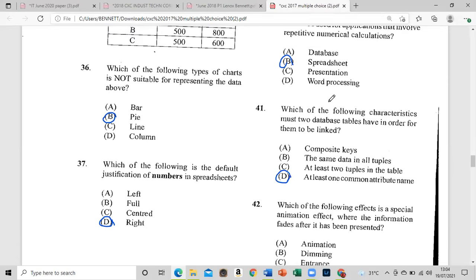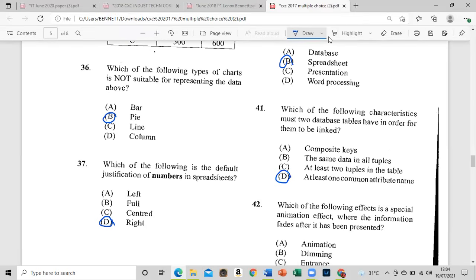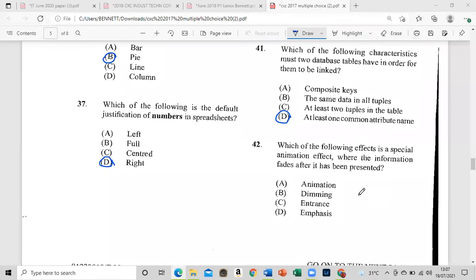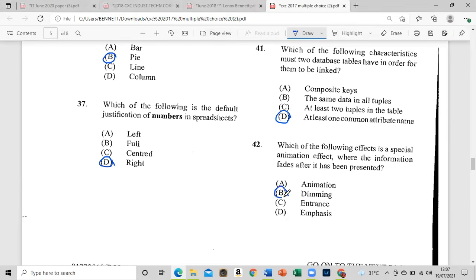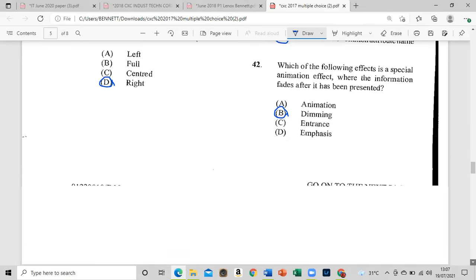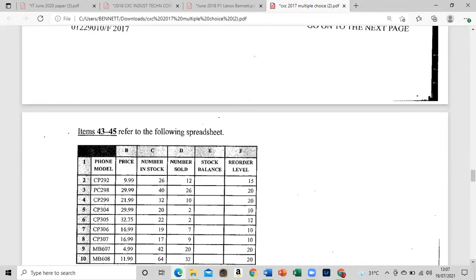What about 42 now, guys? Let's go. Which of the following effect is a special animation effect where the information fades after it has been presented? Guys, next, there's a word, you know what a demeter dim, right? So I go with this. If anybody has a different answer, just let me know.